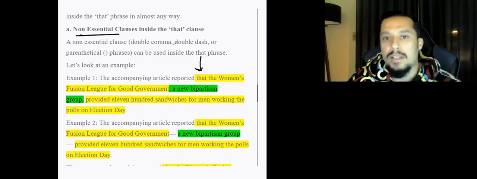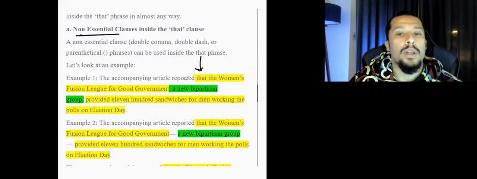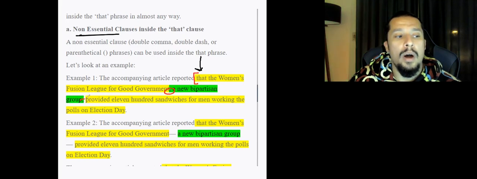Okay, let's see an example. The accompanying article reported that, well, here we go, that the Women's Fusion League for Good Government, comma, a new bipartisan group, comma, provided 1,100 sandwiches.